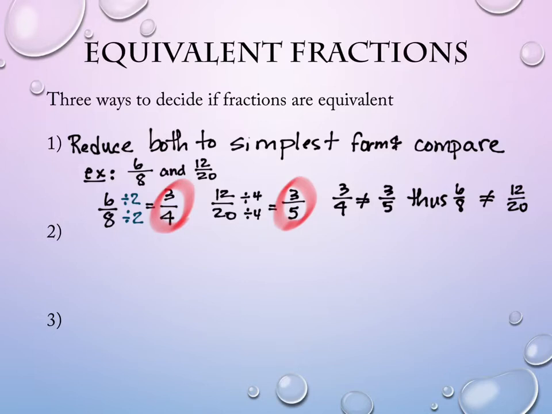So simplest form is one option. I kind of like simplest form. Obviously, if the fractions had larger numbers involved in them, that might not be your best go-to option. You might not like that very much, but it's not too bad. Another option is to get a common denominator.